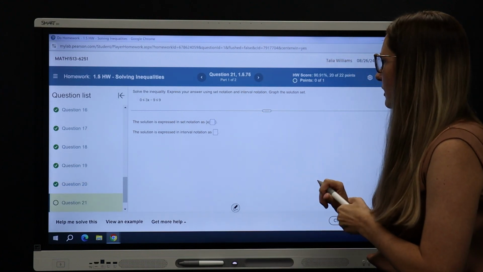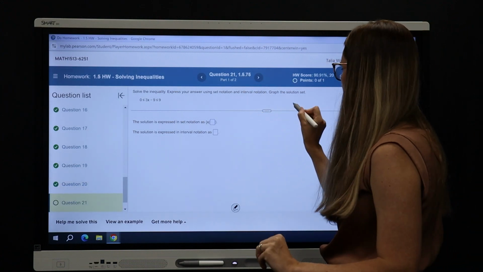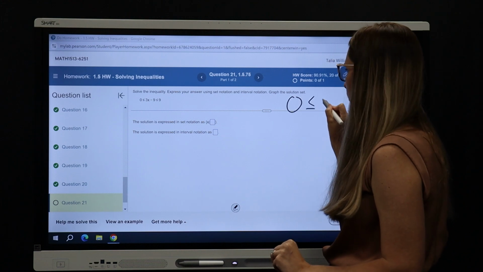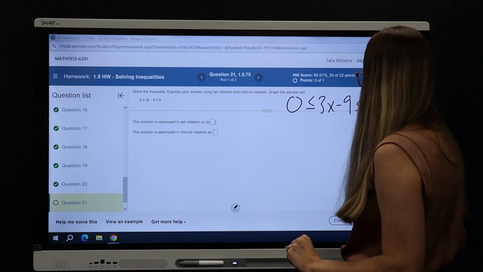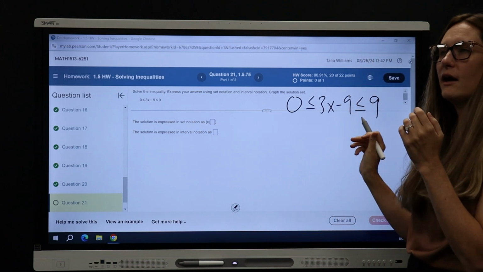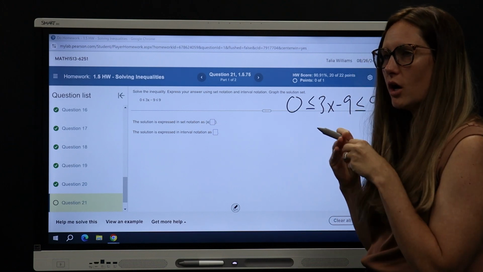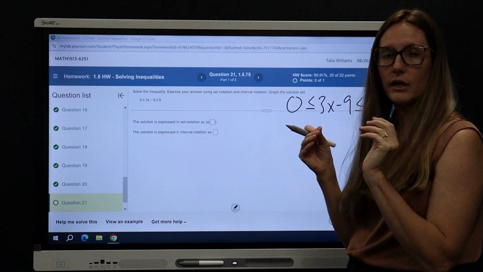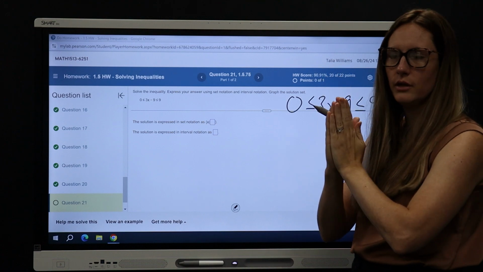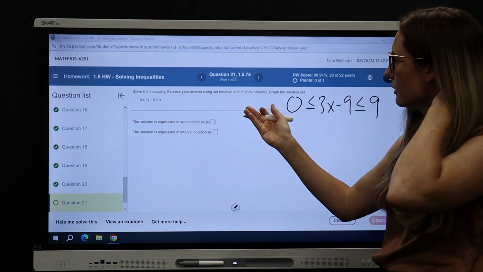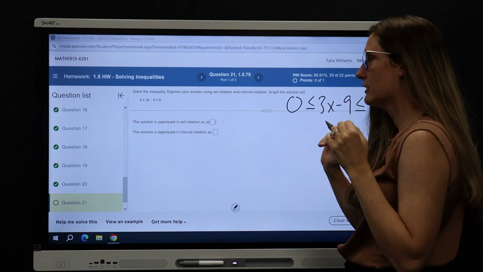So this one's a closed compound. We have 0 is less than or equal to 3x subtract 9, which is less than or equal to 9. Now, whenever we have a compound inequality, we're not getting x alone on the side, we're getting x alone in the middle. So like earlier when we were writing them in interval notation, that's what we're doing.